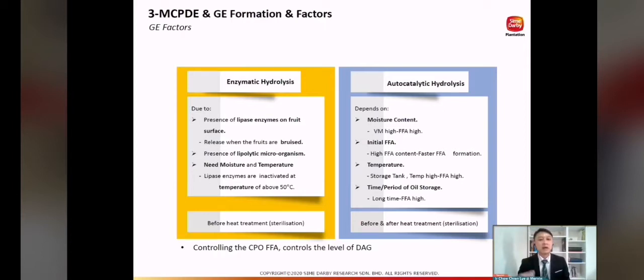I believe most of the millers understand these slides and are aware of these two typical hydrolysis reactions in the mills. Just to sum up, enzymatic hydrolysis occurs before the sterilization process, and autocatalytic hydrolysis occurs before and after the sterilization. These hydrolysis reactions eventually also increase the FFA. That's why the millers need to control the FFA. However, we also note that if you can control your FFA, you can also control your DAG level, which I will explain later in detail.